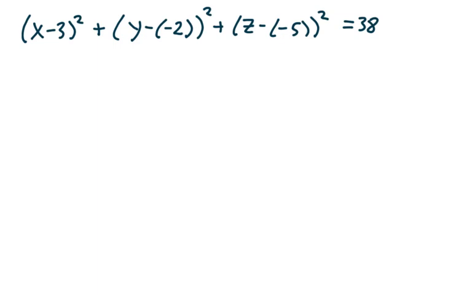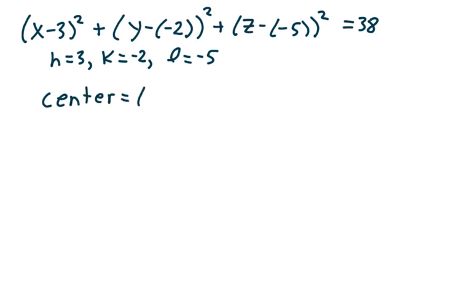This, first of all, is the equation of a sphere. So notice here in this example, h is 3, k is −2, and z is, not z, we're going to call it L. L is −5. So the center is (3, −2, −5). The radius is the square root of 38. And I'm done with this example.